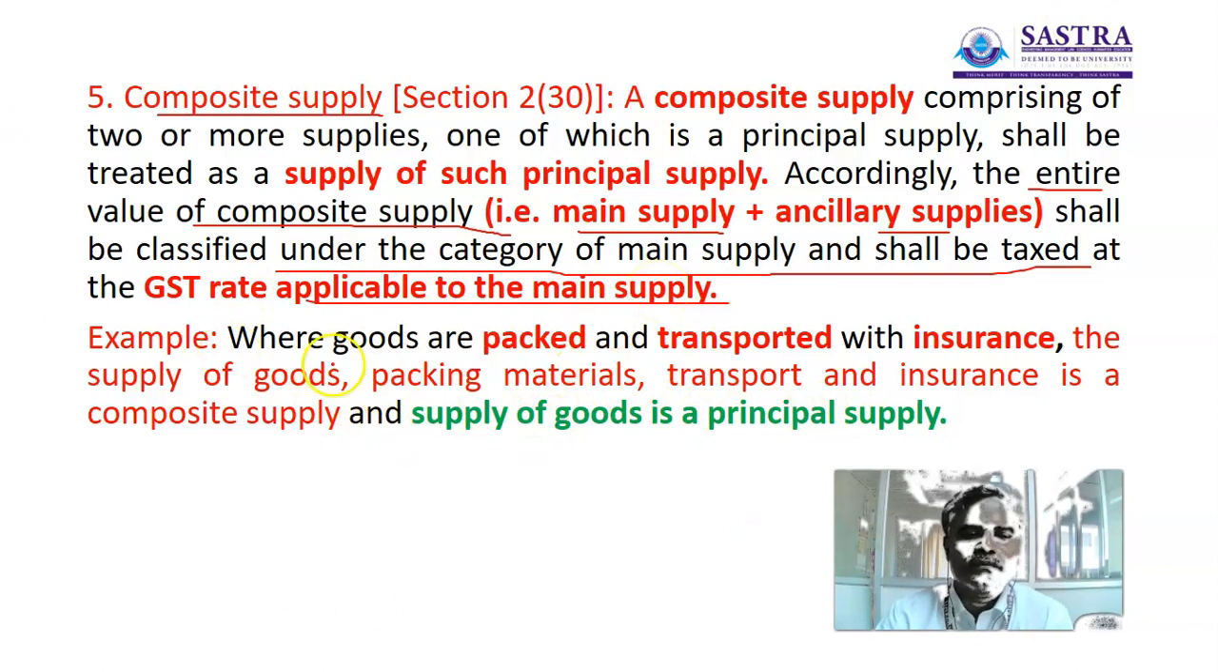For example, where goods are packed and transported with insurance, the supply of goods, packing material, transport and insurance is a composite supply, and the supply of goods is the principal supply. Okay, you see. This is very, very important.